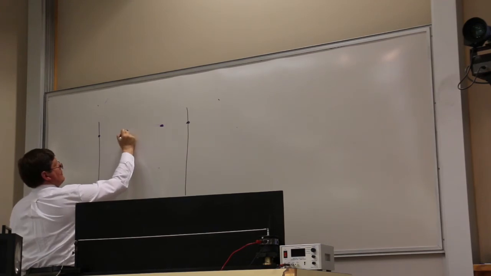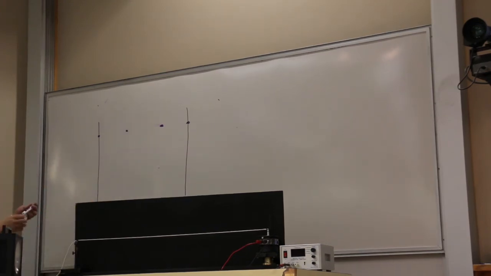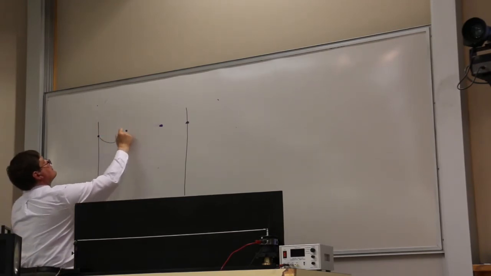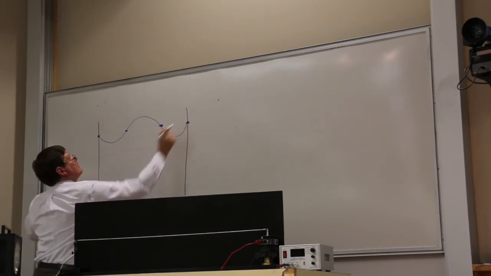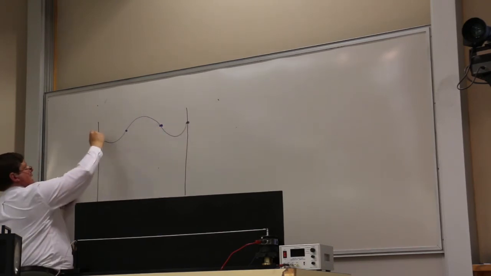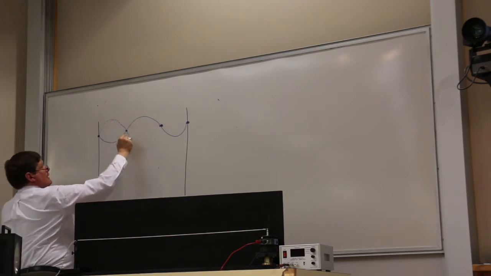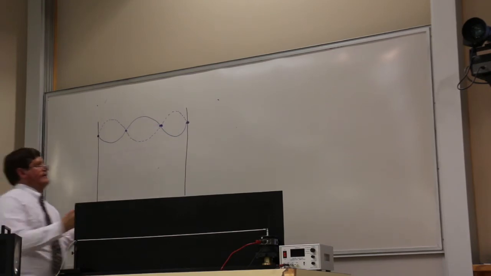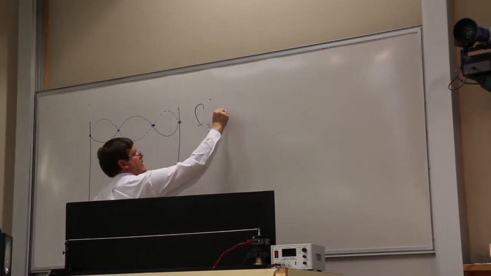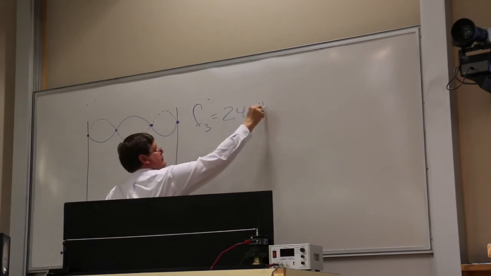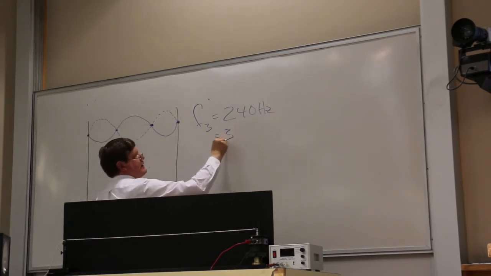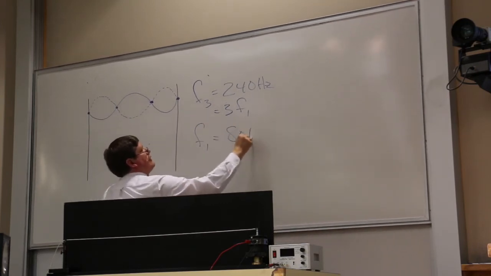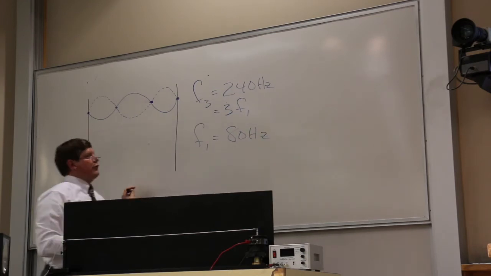Two evenly spaced nodes. What that's going to give me is a wave pattern that looks like this at one instant in time, and then half a period later, it would look like that. Now, which harmonic have I just drawn? That's the third harmonic, and we're told that that's 240 hertz. That's three times the first harmonic, so the first harmonic has to be 80 hertz, because three times 80 is 240.